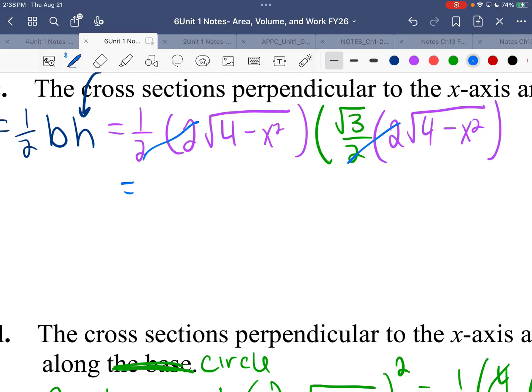We're left with square root of 3 times the 4 minus x squared is multiplying another 4 minus x squared. So the square root of 4 minus x squared times square root of 4 minus x squared, so the square roots cancel out. This is our area of every single equilateral triangle.